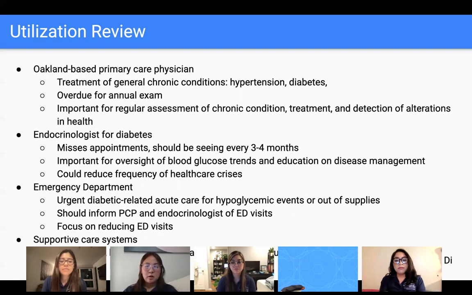She should keep her PCP and endocrinologist informed of these visits so that they can have an accurate health record, and we should really focus on reducing these visits. She can receive health support through supportive care systems such as Jenny and Angie discussed, and this would really help bridge the gap between her knowledge deficits and offer her some support.